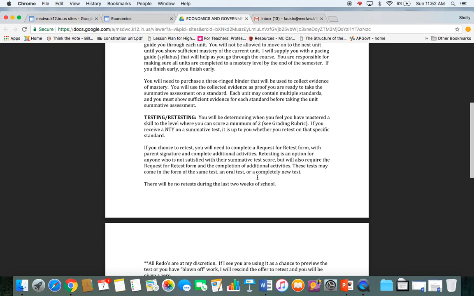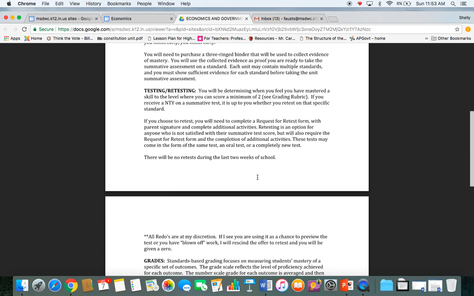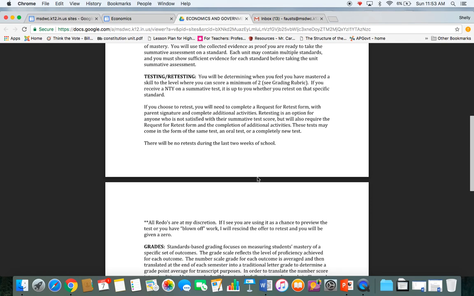Testing. You are the one that gets to determine when you feel you have mastered a skill to a level of a 2, and we're going to look at the grading rubric here in just a few seconds. If you receive a not there yet on a test, this is because you've told me that you know it, I've given you the test, and I graded, and you just haven't learned it yet. You will have the opportunity to retest. You will have to fill out a request for retest form. Your parent is going to have to sign this, and then you're going to have to do some additional activities to be able to do this retest.